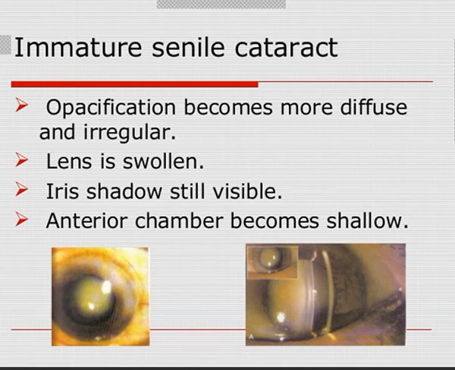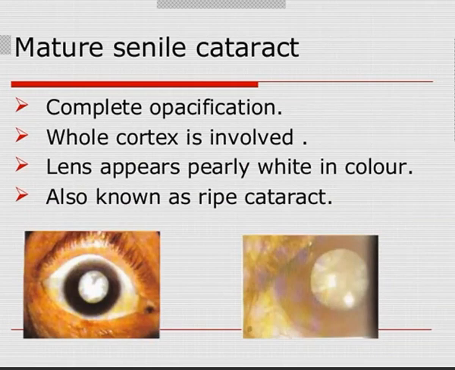The anterior chamber becomes shallow. Why? Because the lens is enlarged. On slit lamp examination, the lens is opaque and the anterior chamber becomes shallow because the lens is pushed into the anterior chamber, so it is partly occupied by the lens. Then the mature senile cataract.